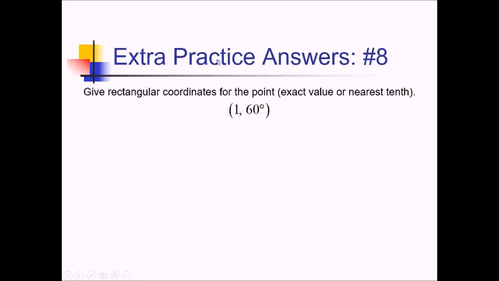On this problem, we want rectangular coordinates for this polar point. To get the x value, given an r and a theta, we have to do r times the cosine of theta. So in this case, that's going to be 1 times cosine of 60 degrees. Cosine of 60, you might remember, is 1/2. So this is 1 times 1/2, or simply 1/2. So that's going to be our x value.